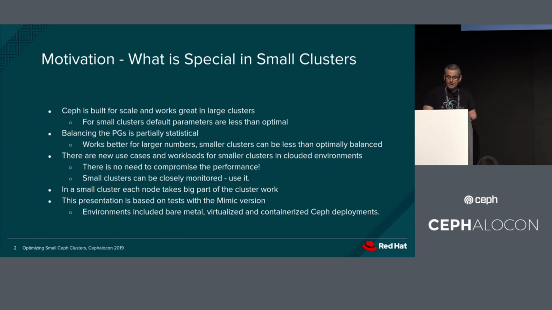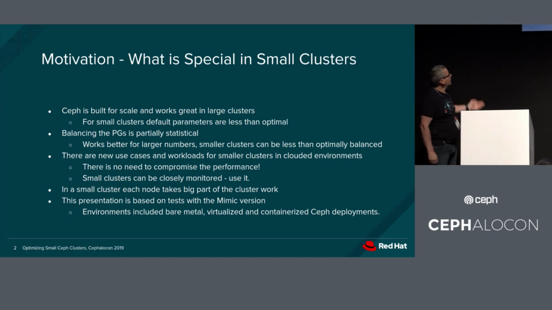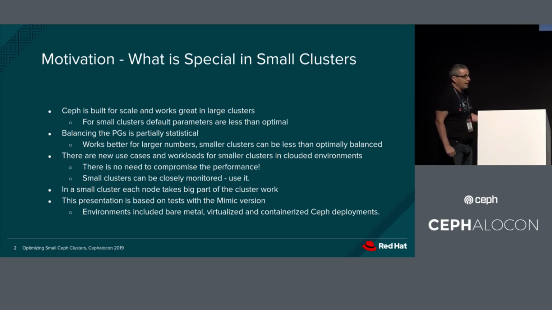There are some newer use cases for smaller clusters, for clouds, for small Kubernetes clusters, and there is no need to compromise the performance. We may not get the best performance with out-of-the-box defaults, but we can get good performance. And one of the things is that it's easier to optimize smaller clusters because it's easier to monitor, and there are some things here which would be impractical to do on larger clusters.